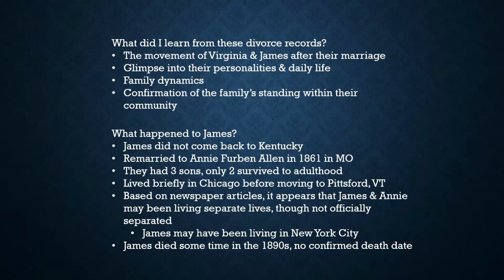And based on what I've been able to gather from newspaper articles, it kind of seems that James and his second wife may have lived separate lives. I don't think they officially divorced, but it seemed like he went to do his thing, she did her thing, and they just met with each other every now and then. And he died sometime in the 1890s, but I haven't been able to confirm that yet.